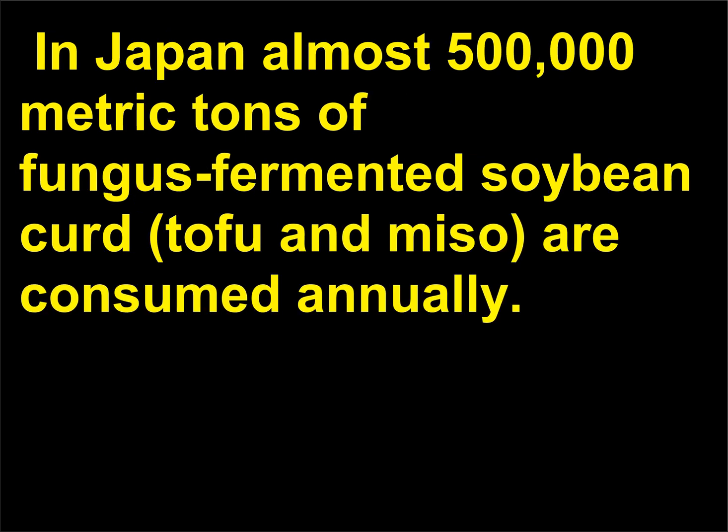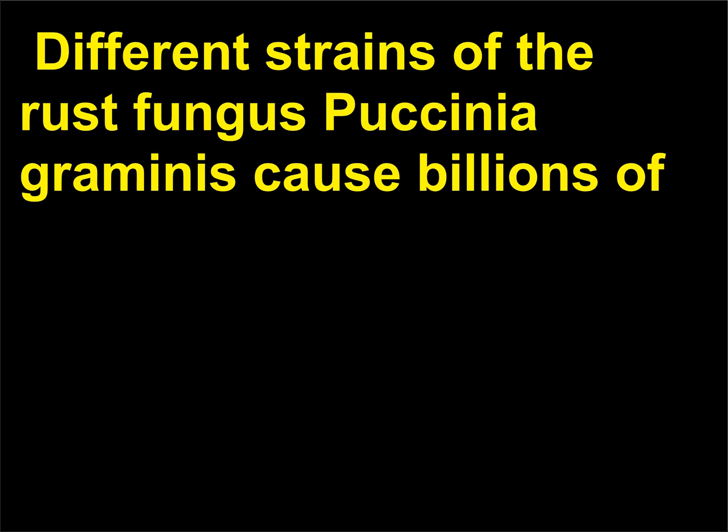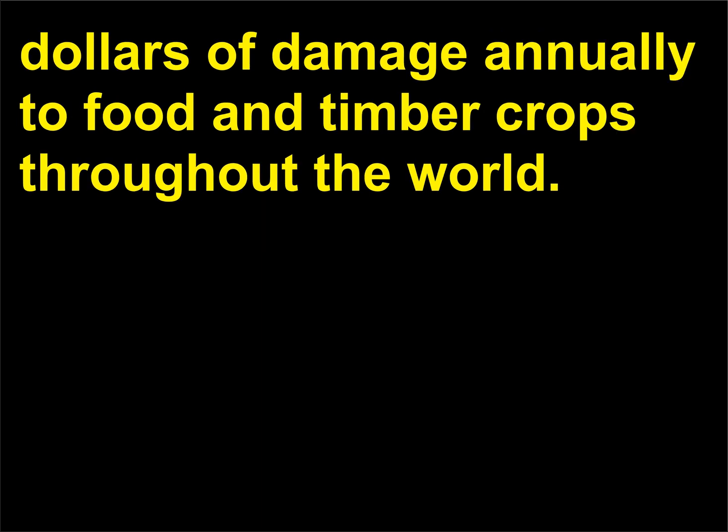In Japan, almost 500,000 metric tons of fungus-fermented soybean curd, tofu and miso, are consumed annually. Different strains of the rust fungus Puccinia gramineus cause billions of dollars of damage annually to food and timber crops throughout the world.